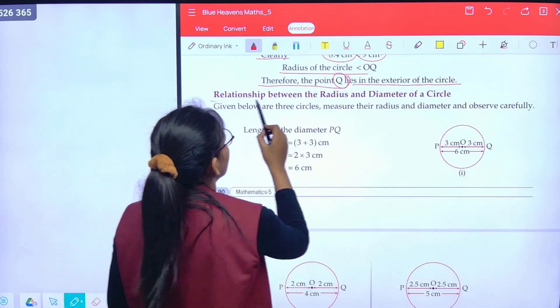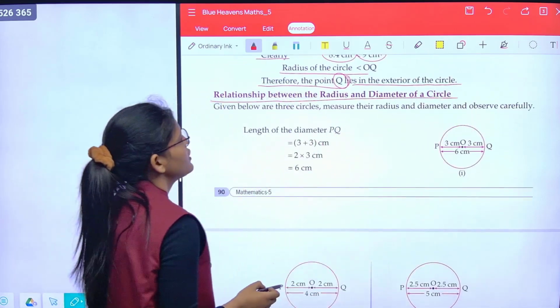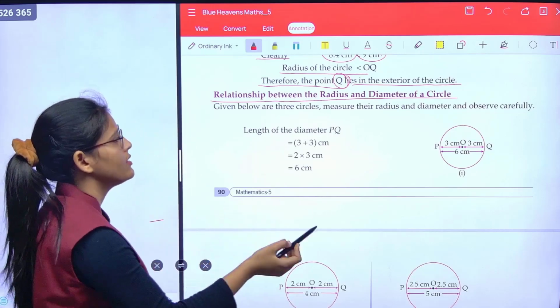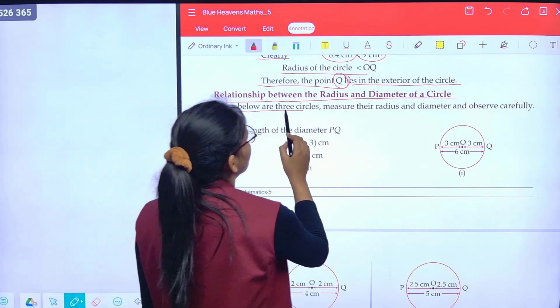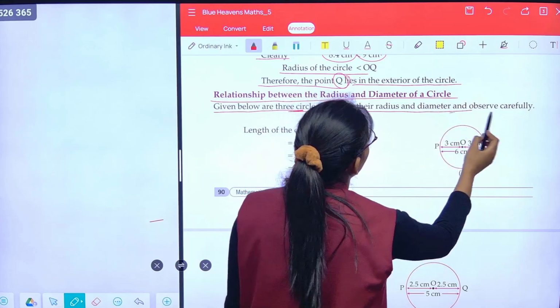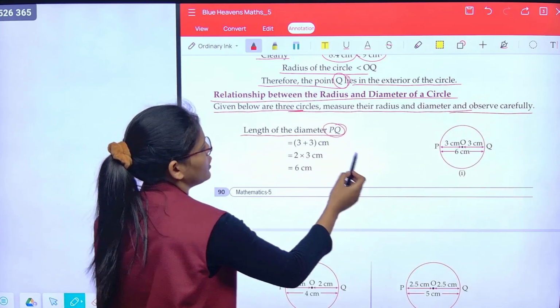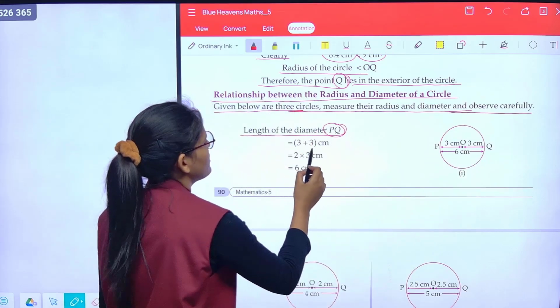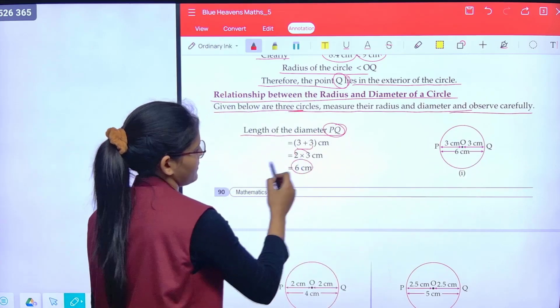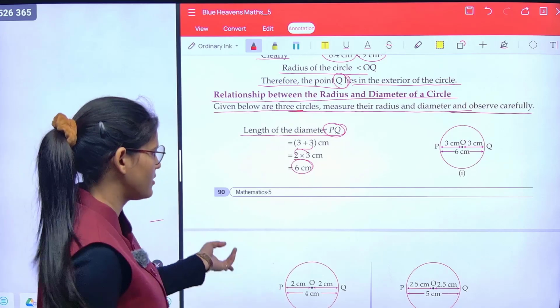Now class, relationship between the radius and diameter of a circle. Given below are 3 circles, measure their radius and diameter and observe carefully. Length of the diameter PQ, 3 plus 3, 2 threes are 6 or 3 plus 3 is also 6.